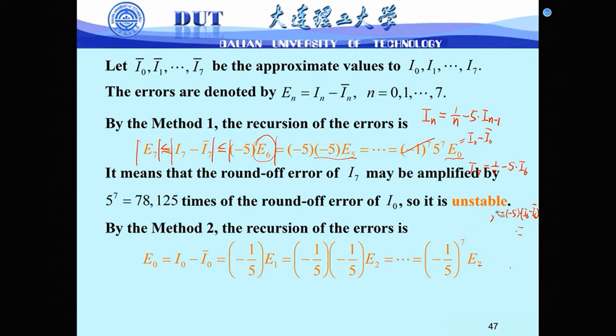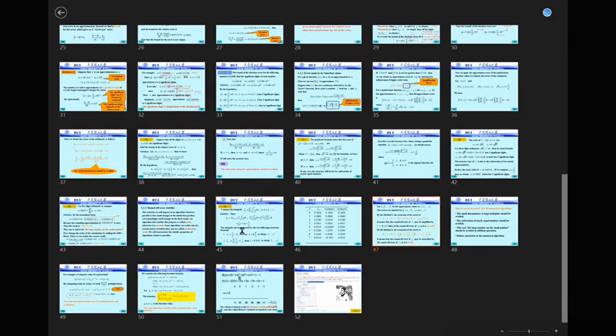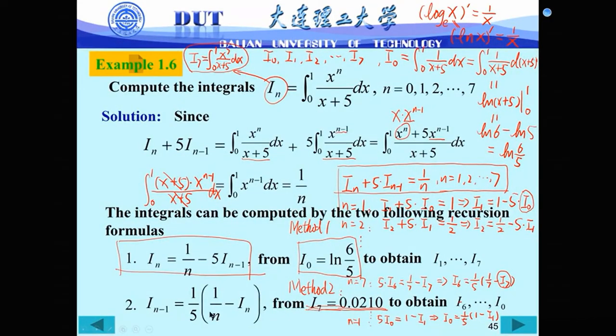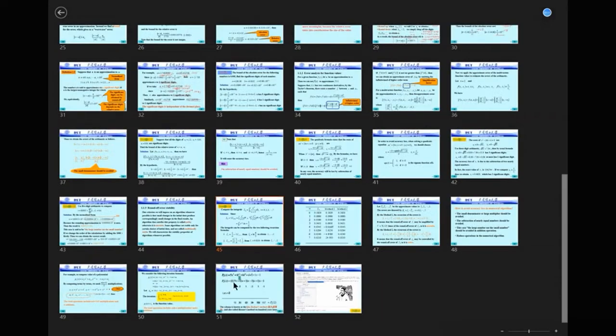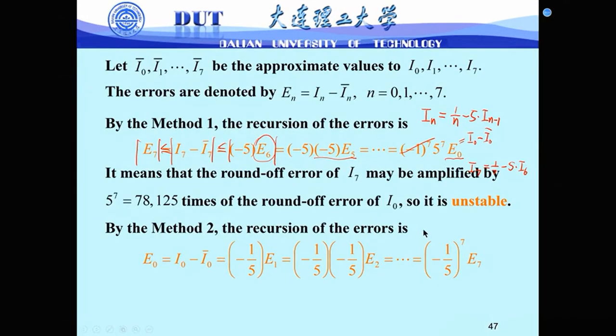Okay, now let's consider method 1, method 2. Now let's show you method 2. You should remember here we use this formula: I n minus 1 equals 1 over 5 multiply 1 over n minus I n. Okay, so I write it here: I n minus 1 equals 1 over 5 multiply 1 over n minus I n. It's okay for you?